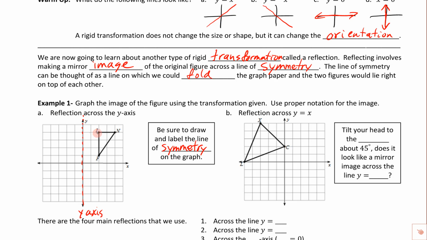So instead of going 2 units to the right, we're going to go 2 units to the left. So we'd have a mirror image right over here. So I'm going to put I prime right here. So what we've basically done is we've kind of made a mirror image over there.